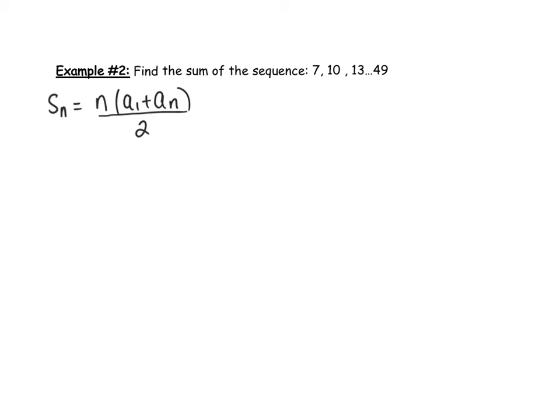We have our first term, which is 7. So I'm going to go ahead and put that in here for a sub 1. We have our last term, which is 49. So I can go ahead and put that in there. And the only thing we would need to finish the question is the number of terms. So I'm going to just leave some space. A sub 1 is 7, a sub n is 49, all over 2.